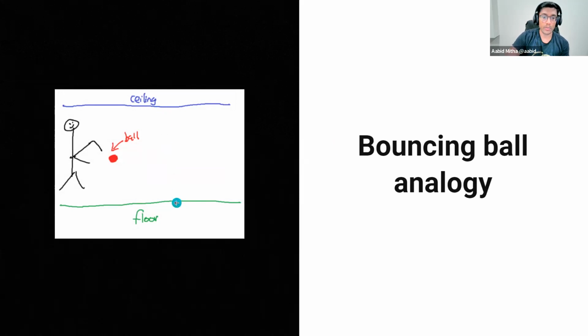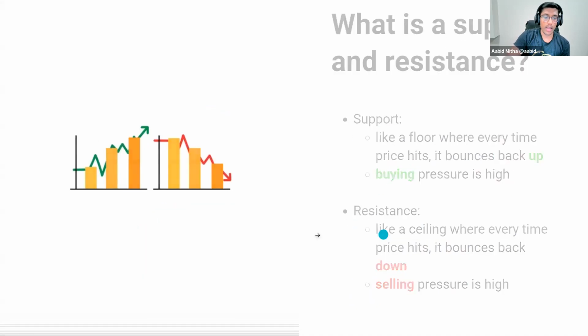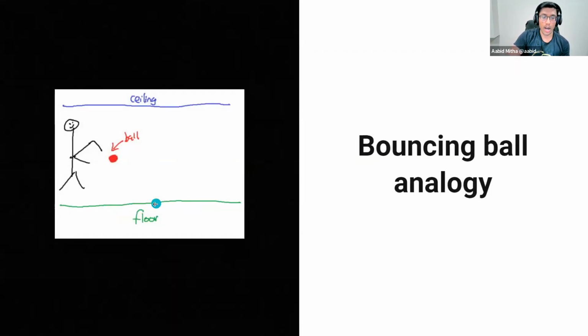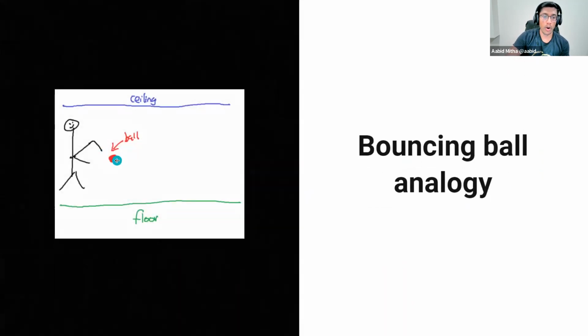It hits the ceiling, comes down, hits the floor, goes back up, ceiling, floor, and so on. So that's the general idea. You can think of this ceiling, as we said, as our resistance level, and this floor as our support level, right? And then we can think of the ball bouncing up and down as the movement of the price, or the exchange rate, over time. So when the price hits the floor, it's going to go back up, and when it hits the ceiling, it's going to go back down.